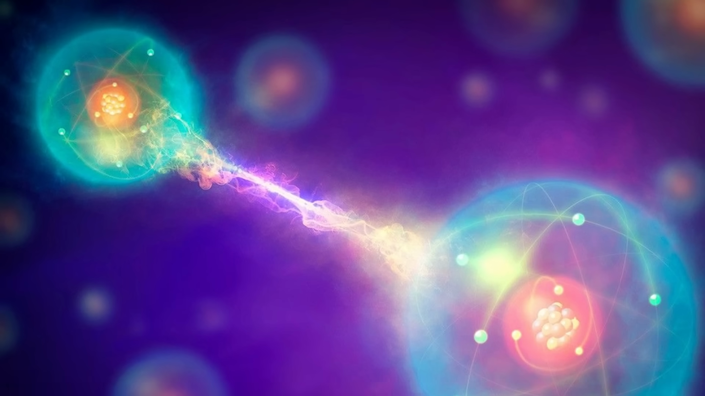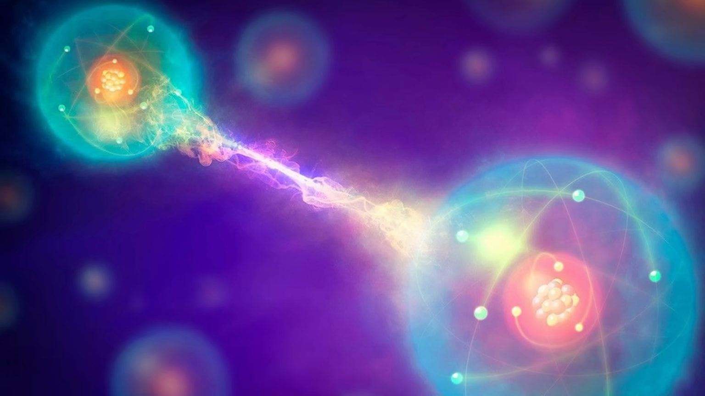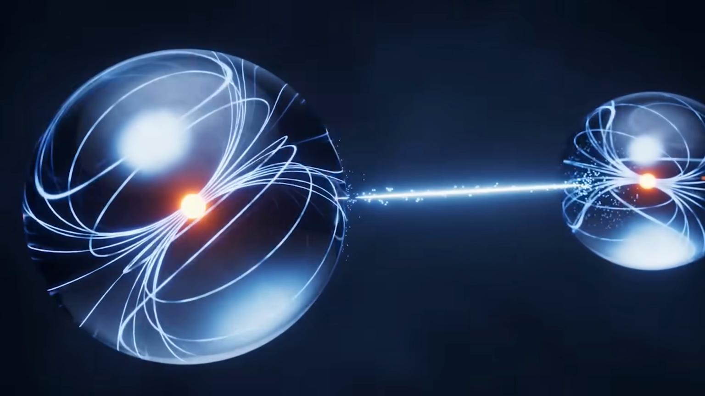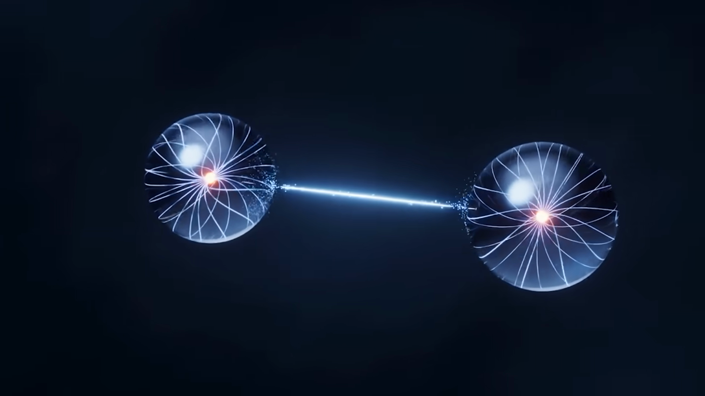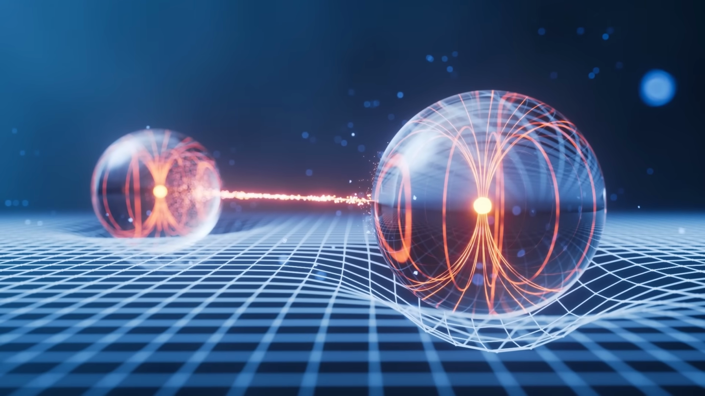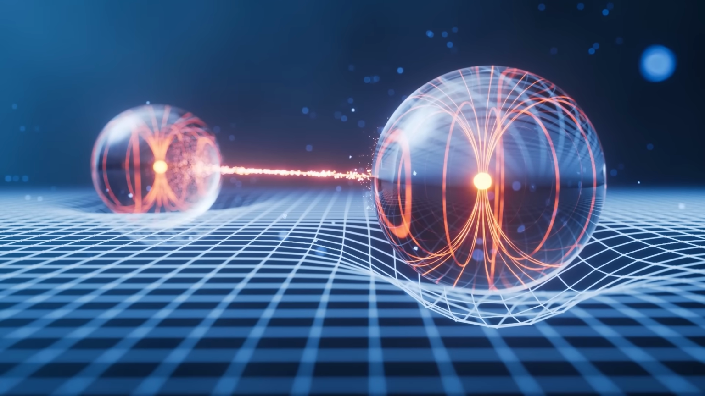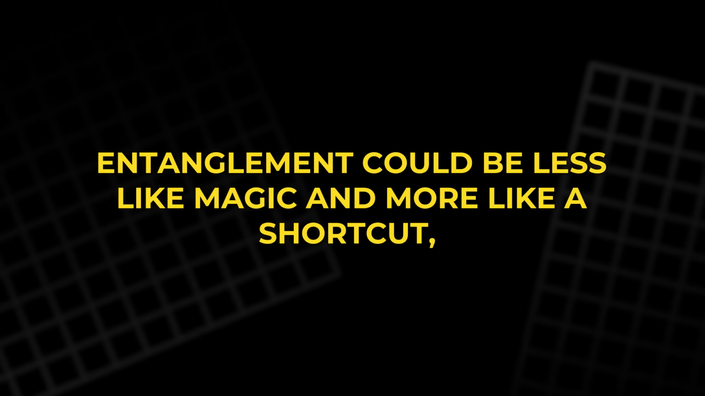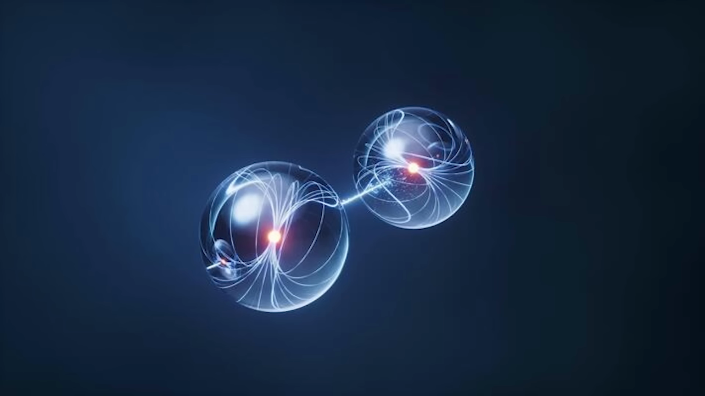Next is quantum entanglement, the spooky action that bothered Einstein. Two particles share a state so tightly that measuring one seems to affect the other instantly, even when they are far apart. If a lattice-like network sits beneath spacetime, entanglement could be less like magic and more like a shortcut, a hidden pathway connecting points that look distant only on the surface.